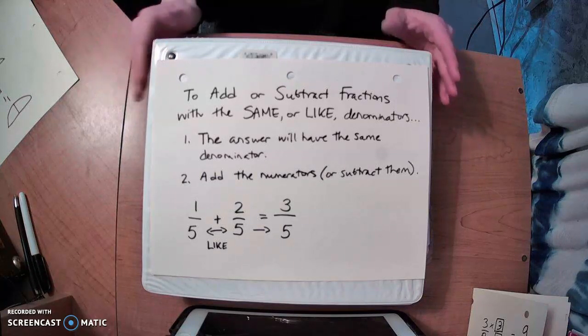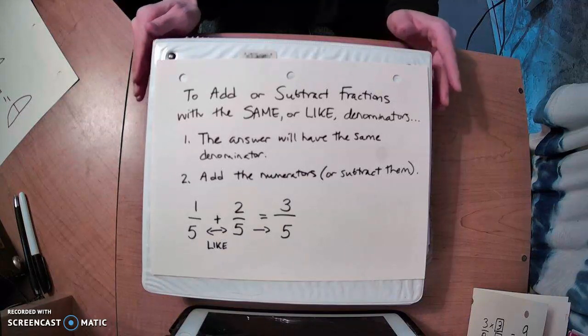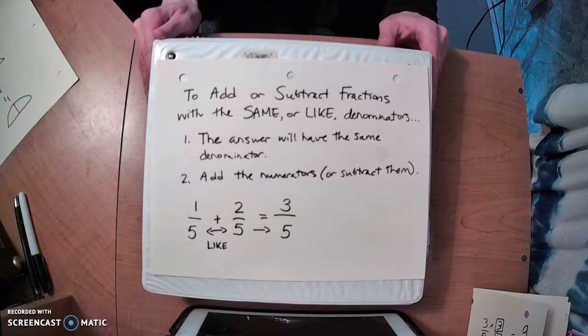I have another example here. It's the problem 1/5 plus 2/5. So in these problems, the denominator is the same. It's the number 5. So we're going to have a denominator of 5 in our answer as well. Once we figure that out, we can just simply add the numerators or the top numbers.